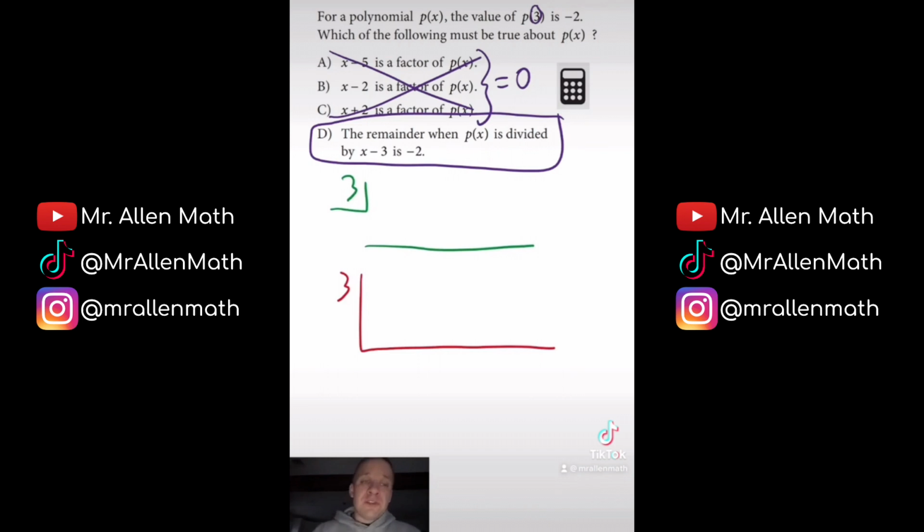Now, hopefully one of these 2 forms of synthetic division look familiar to you. I use the green one. And here we'd have a remainder of negative 2, or with my red one, it would look the exact same at the end there, remainder of negative 2.